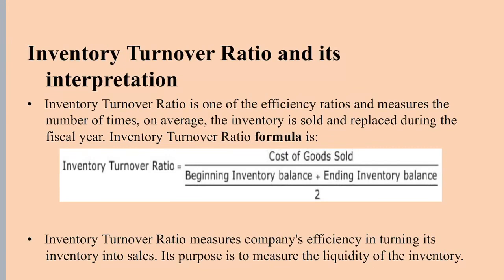It is cost of goods sold divided by the average inventory. And what does this number show? This number shows the number of times we have used the inventory, the number of times we have turned the wheel of inventory over the whole year.